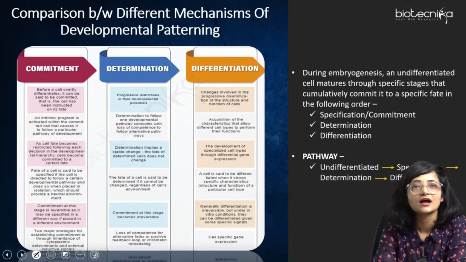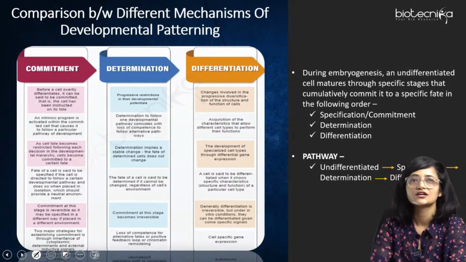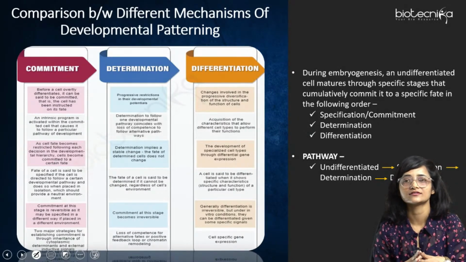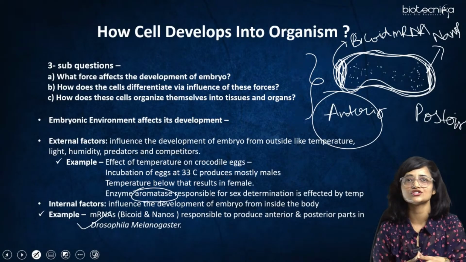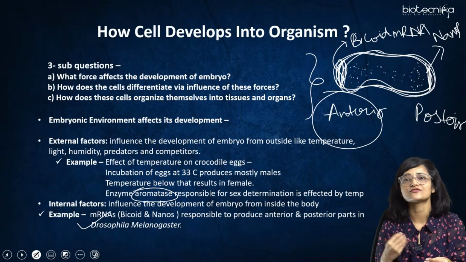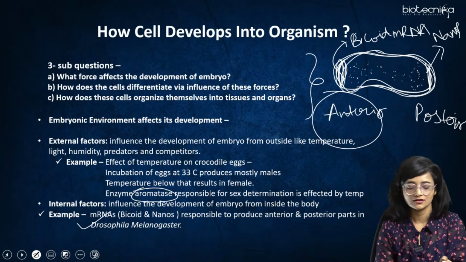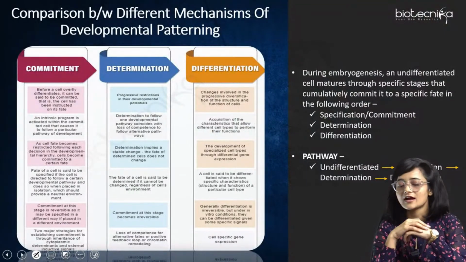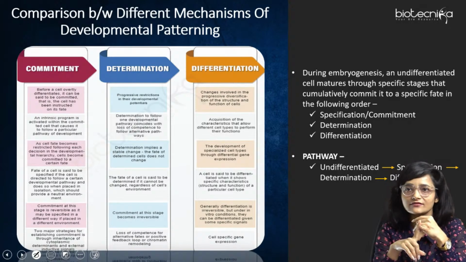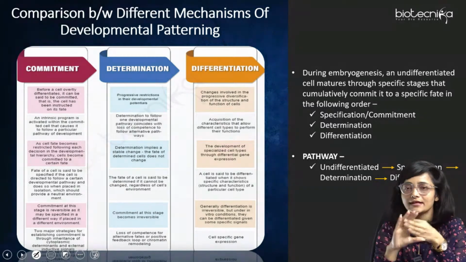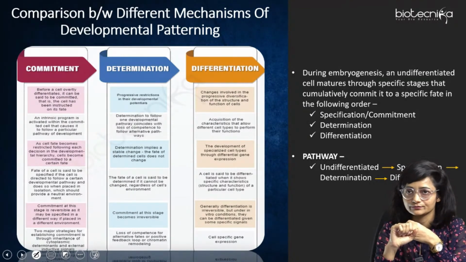So coming to the comparison between the different mechanisms of developmental patterning, right? Here are the different mechanisms through which the development of an organism takes place. The second question that we had here was how do the cells differentiate via the influence of these factors? When these factors come into play, how does a particular cell get differentiated into its fate? For that, there are three major events which take place, right? Firstly, the cell commits itself, then the determination takes place, and after that, the differentiation takes place. Now we'll see the difference between these three terms.